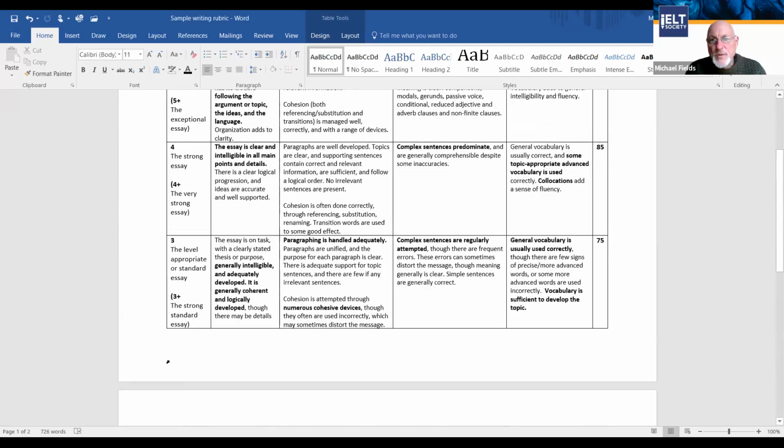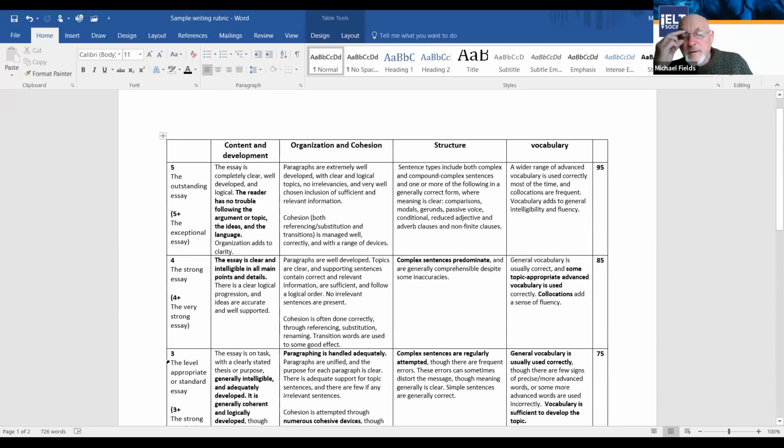Okay. And we have some descriptors, of course, for every category. And you see these bold. These bolds are sort of must statements. So we cannot award, say, a 4. Let's just look at that descriptor, for example. Complex sentences predominate. We cannot award a 4 if we don't see that. If we don't see that, we can only go as high as a 3+. Or paragraphing is handled adequately. If we don't see that, we can only go as high as a 2+.